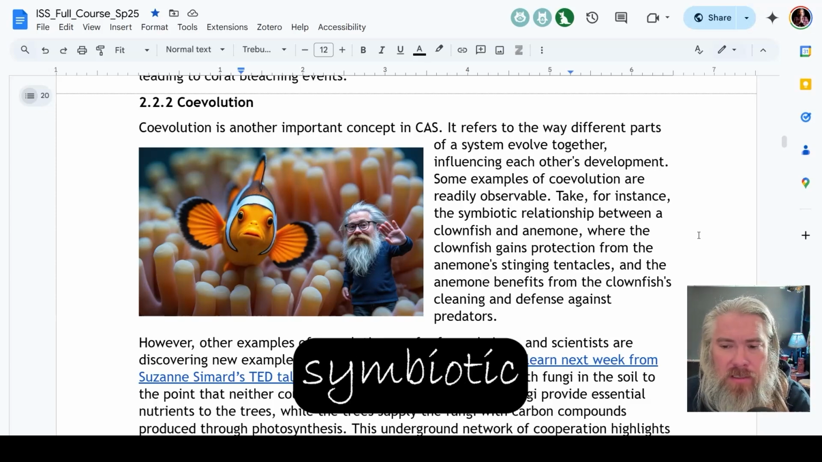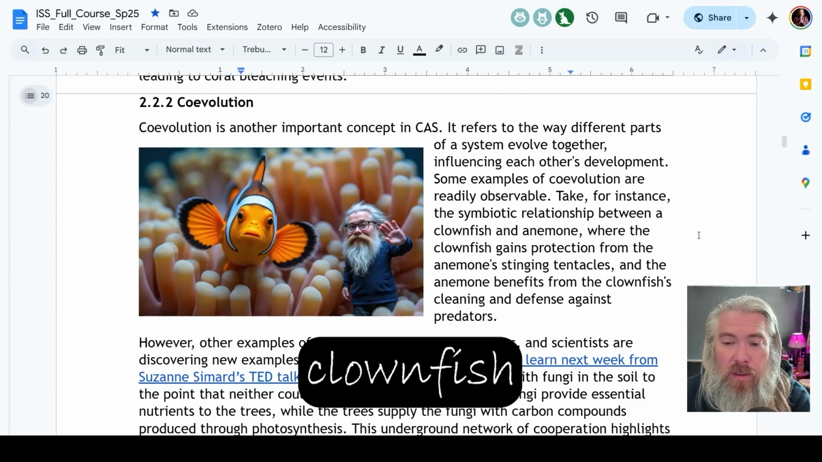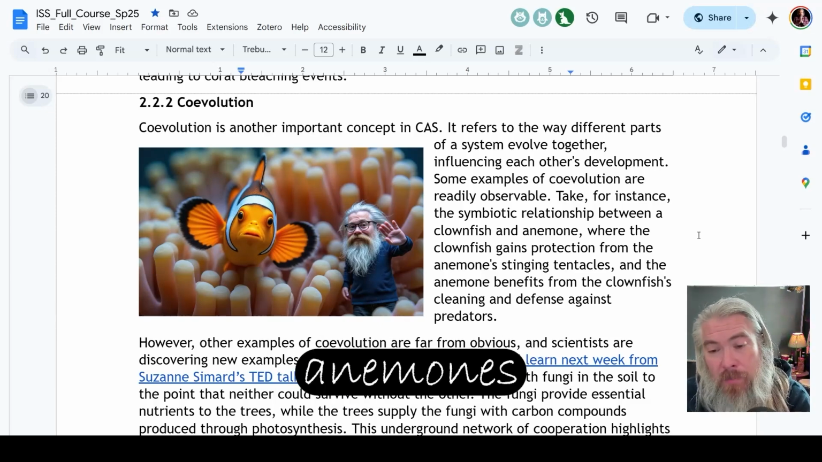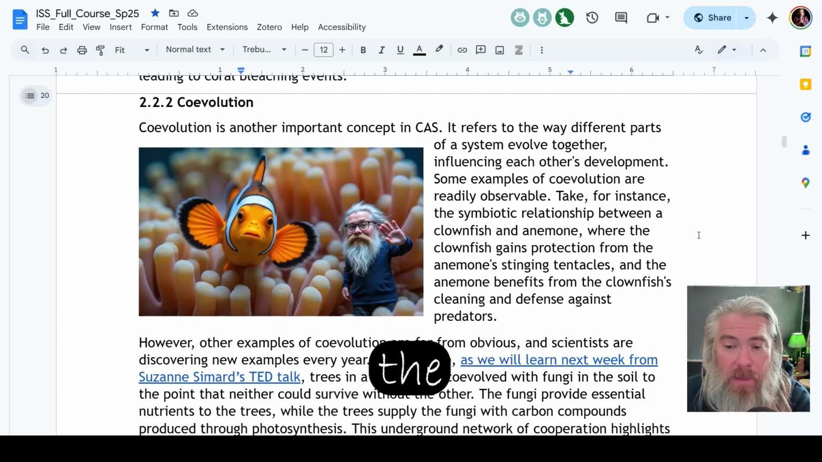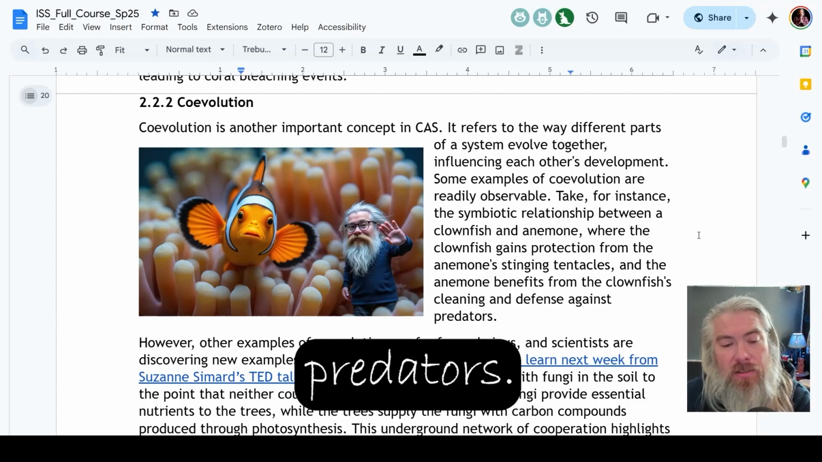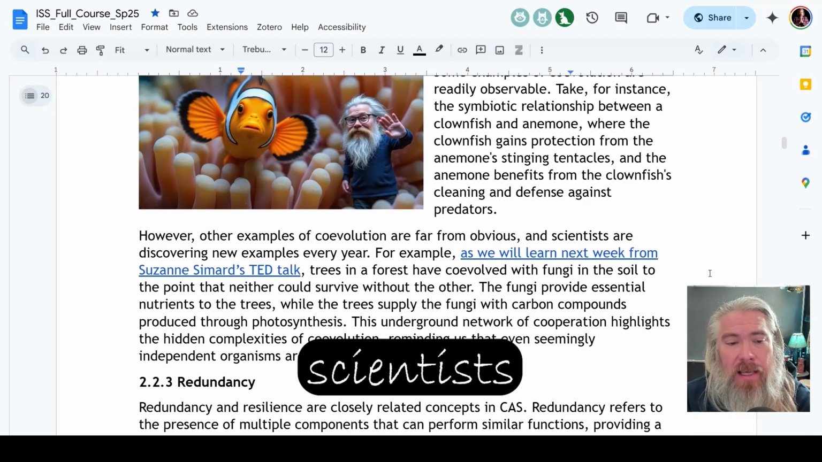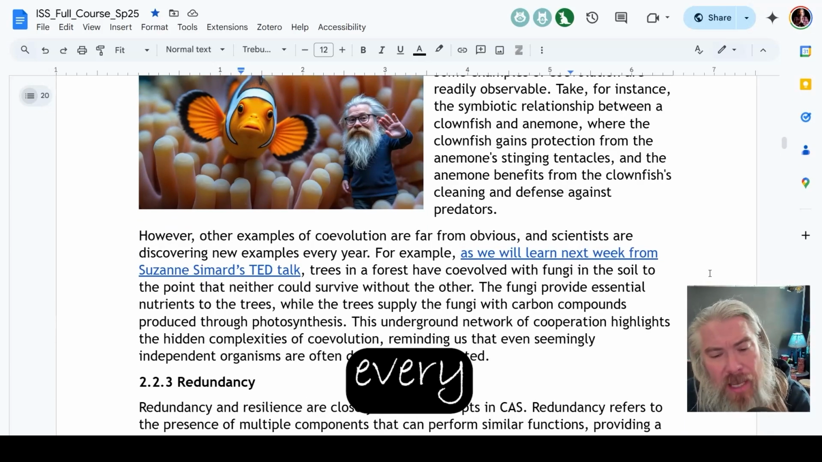Take, for instance, the symbiotic relationship between a clownfish and an anemone, where the clownfish gains protection from the anemone's stinging tentacles, and the anemone benefits from the clownfish's cleaning and defense against predators. However, other examples of coevolution are far from obvious, and scientists are discovering new examples every year.